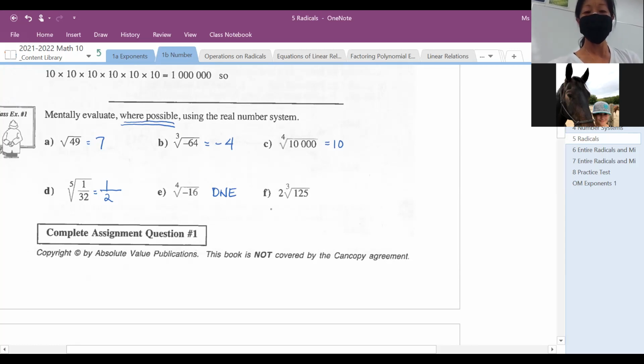Okay, oh, look at this fancy one. 2 times the cube root of 125. So this is almost like 2 times, what is the cube root of 125? 5. So 2 times 5 is simply 10.